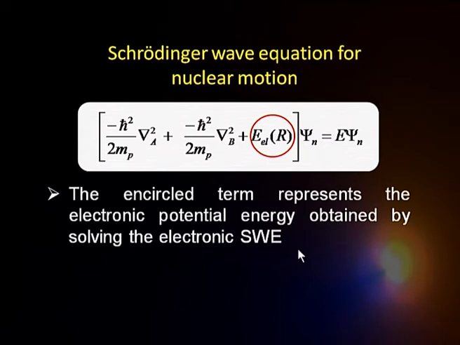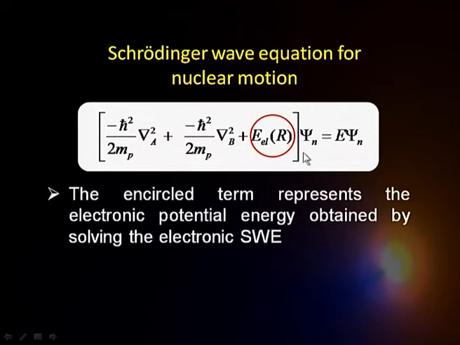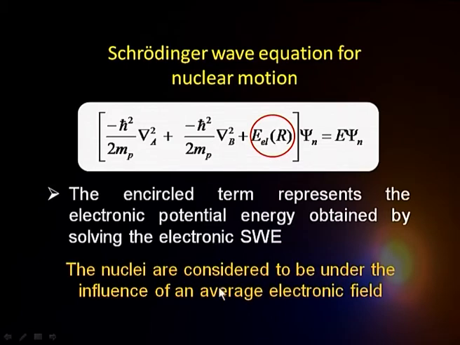This needs to be understood. What it means is that I fix the value of R, capital R, that means I freeze my nuclei at a certain distance and then try to solve the electronic wave equation. When I solve that, I get an outcome as E electronic. That E electronic now serves as a potential energy term in this nuclear expression, which I now have to solve. This can be solved only once I have got E electronic, as a function of R, from solving the Schrodinger wave equation for electronic motion. So, it means the nuclei are considered to be under the influence of an average electronic field.